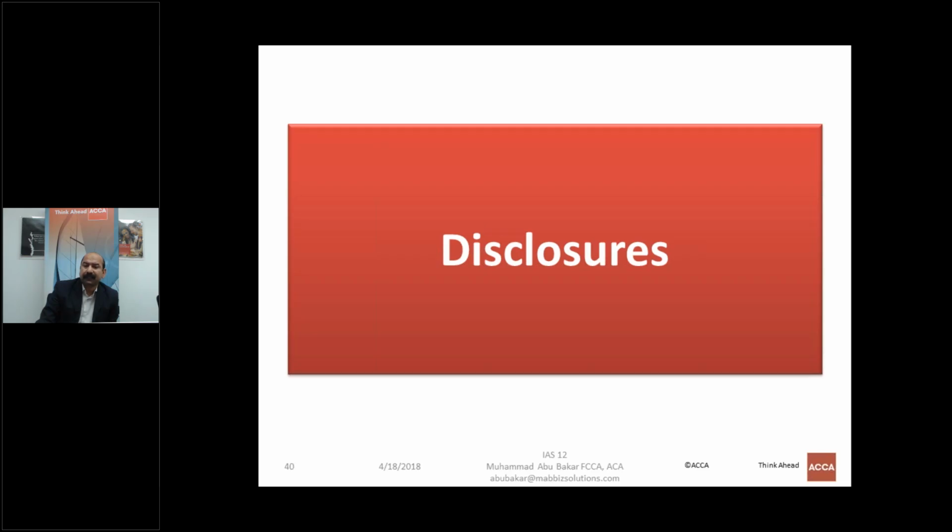Similarly, disclose temporary differences associated with investments in subsidiaries, branches, and associates, and interests in joint ventures. And likewise, tax related to discontinued operations, tax consequences of dividends declared after the end of the reporting period, information about the effects of business combinations, and the tax consequences of future dividend payments. These are the main disclosures relating to this standard.